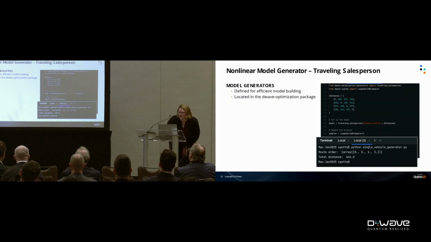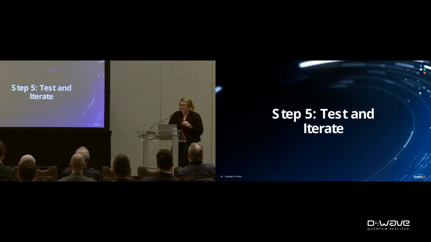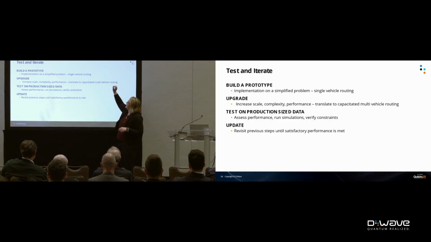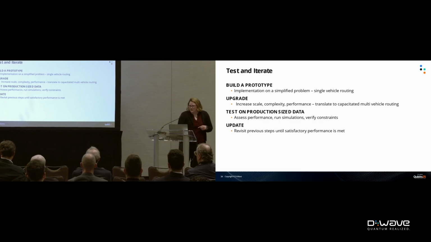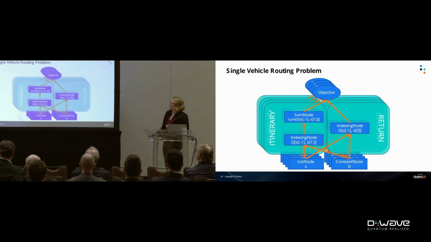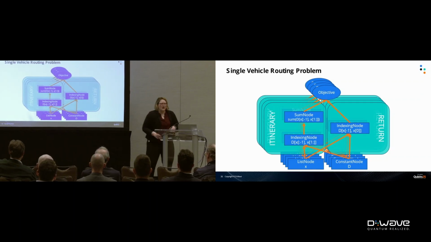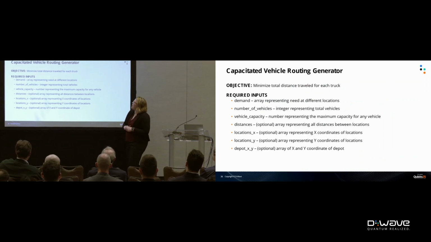Okay. Now that we understand the simple version of the problem, let's test it and let's iterate on it. So the next steps: building a prototype, we did that. Next, we'll upgrade. We want to add complexity, test on larger size data, and then iterate and update through that. So what we're going to do for the single vehicle routing problem is stack them on top of each other for multi-vehicle routing. We also have a generator that does that, so we're not going to build that model explicitly.